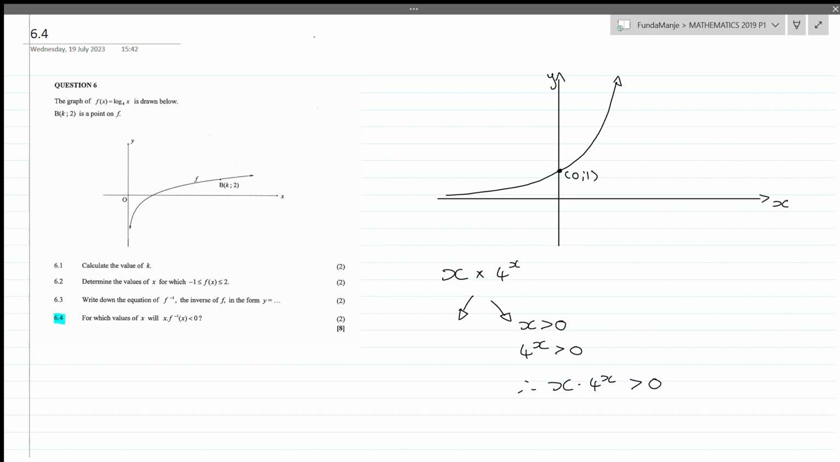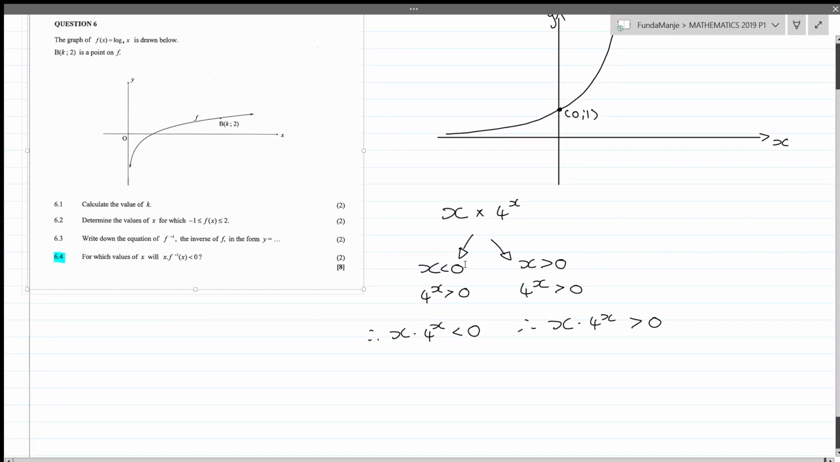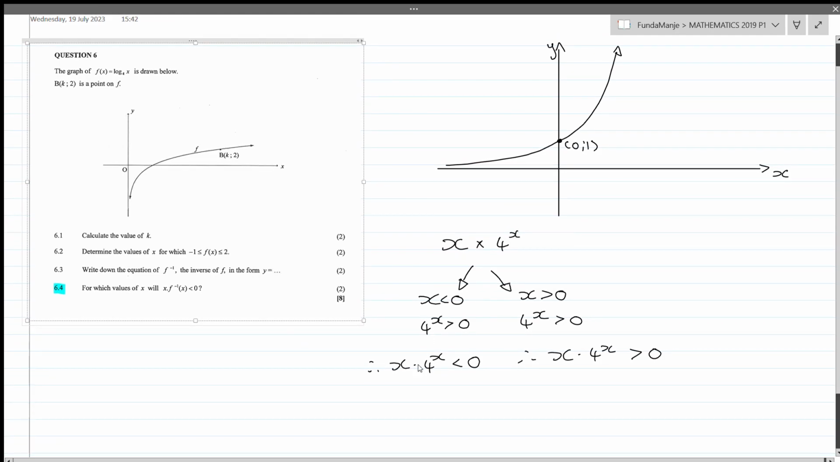But in this case, if x is negative, then 4 to the power of x will still be positive. It will just be a fraction. Therefore, x times 4 to the power of x, this will be negative. So here we can see only when we multiply these two functions when x is negative do we get a result of the entire product being negative.